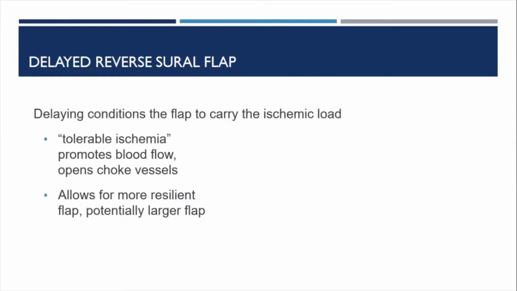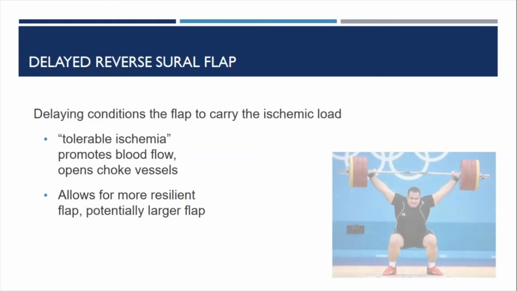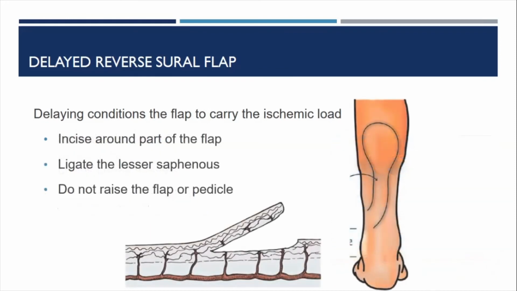The delay procedure involves ligating the sural nerve and lesser saphenous vein proximally and partially incising around the border of the flap. The flap itself is not elevated. By ligating the proximal blood supply, flow through the retrograde pathway increases and choke vessels dilate, resulting in a more resilient, robust flap.